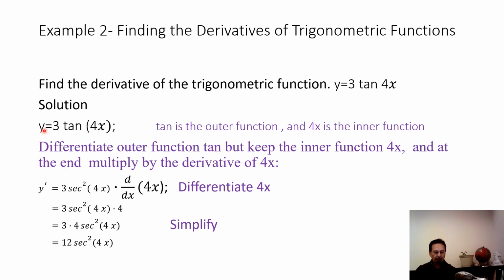So we'll have y prime, 3 is 3, tangent becomes secant squared. Just copy 4x and then multiply d over dx of 4x. Now differentiate 4x, that becomes 4. So now we simplify, so 3 times 4 becomes 12 and secant squared 4x.